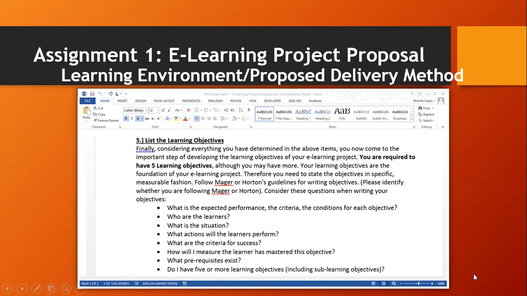The last section is about your learning objectives, and you certainly have some questions there for your consideration as you guide the writing of your objectives. You can use the table that I showed you earlier to present your objectives, but here's some information about how to write good learning objectives.